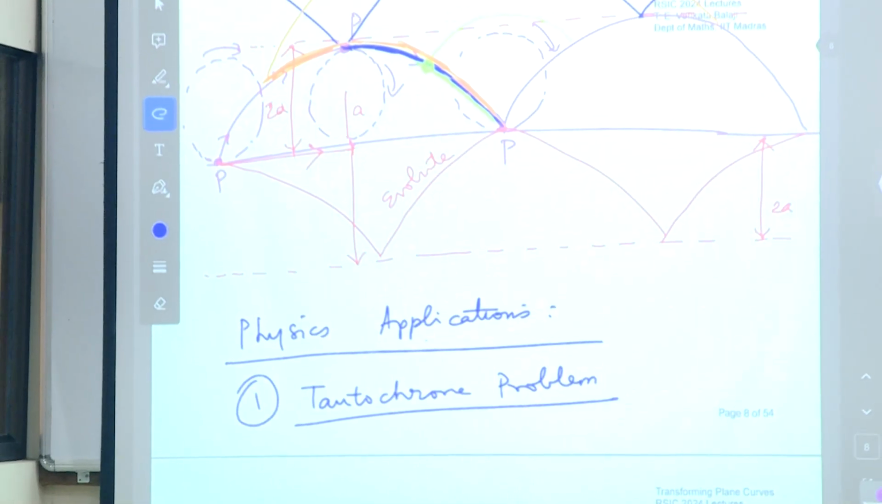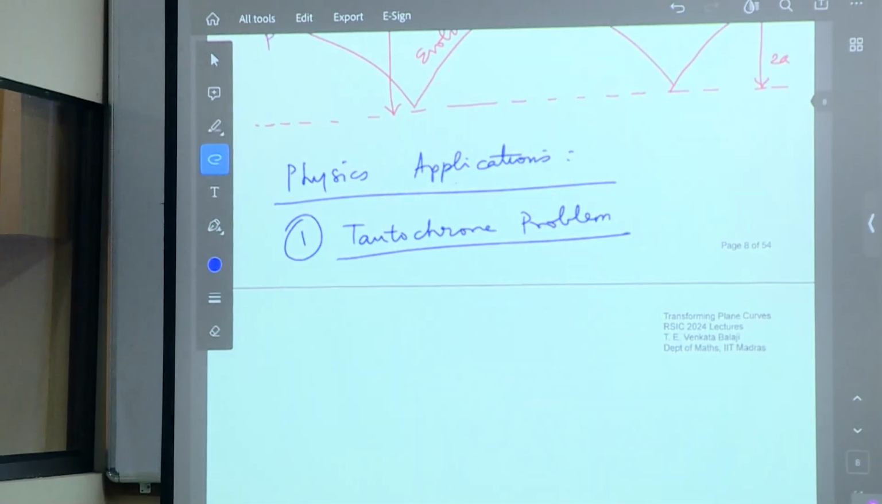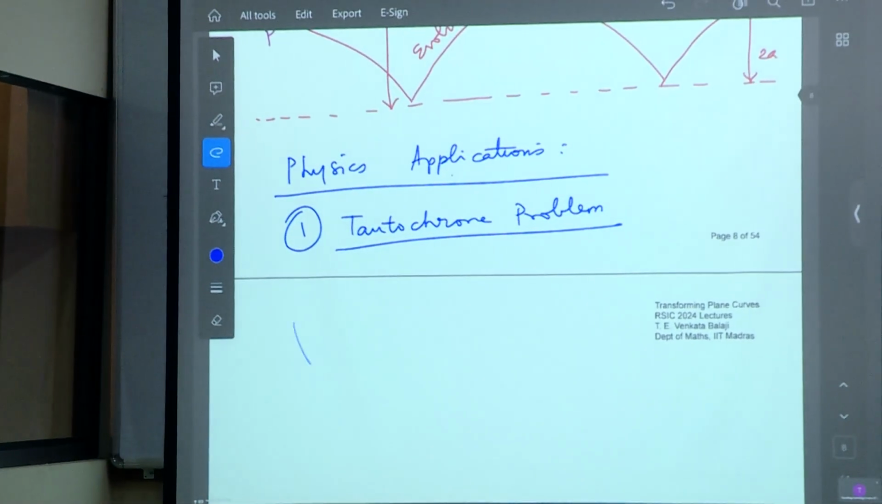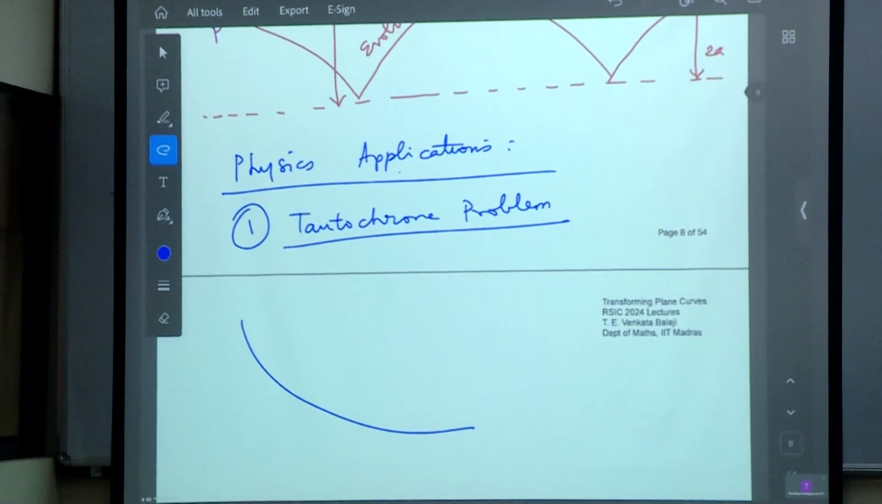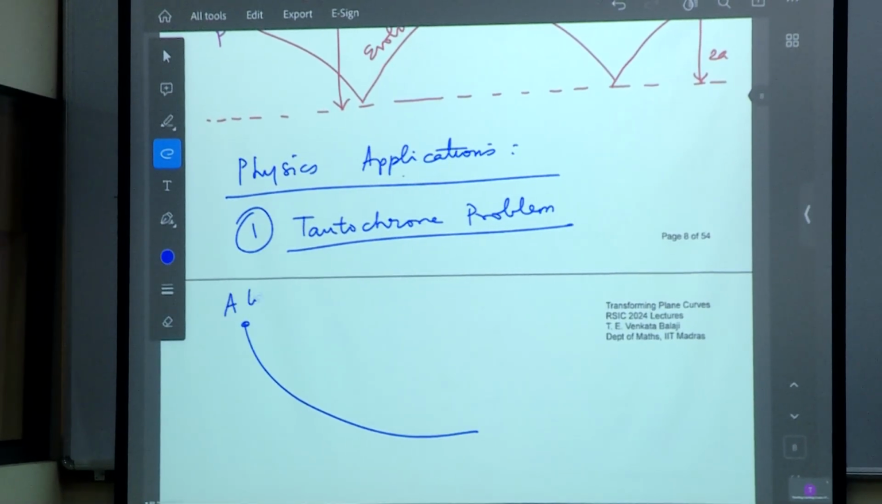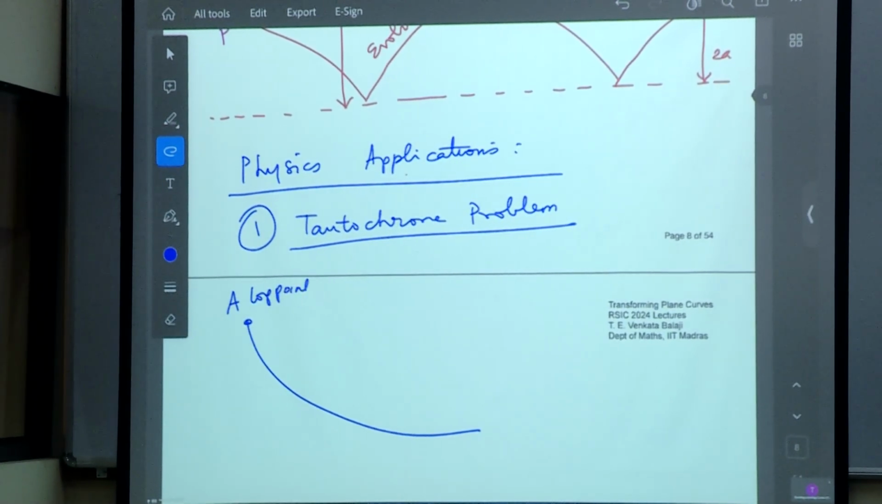So what is this tautochrone problem? The idea is the following. I want a curve which connects a top point to a bottommost point.